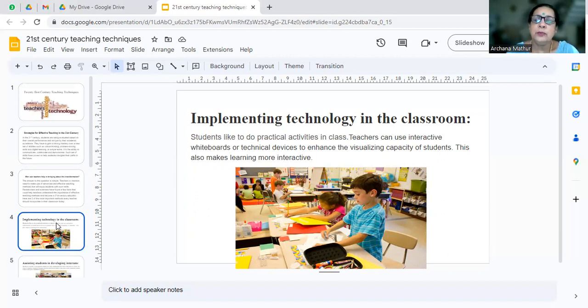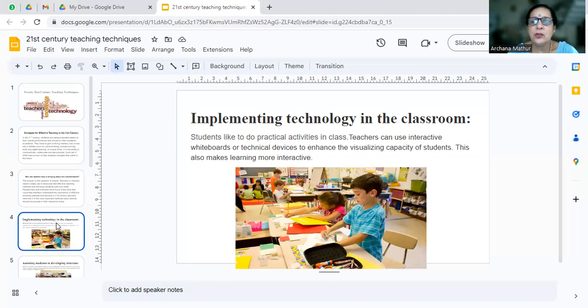And they also want to do practical activities in class. So teachers have so many varied ways of using the technical devices which are available today to enhance the visualizing capacity of students. Like, as I say, if you hear something, you tend to forget it very fast. But if you see it, you tend to remember. But if you do it yourself, you remember forever.